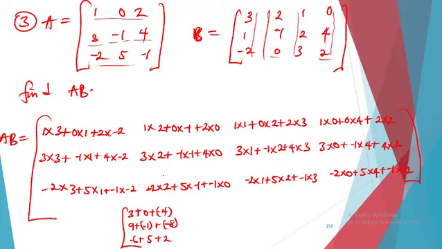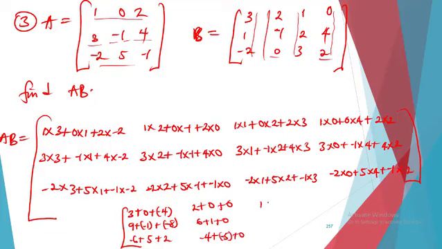2. Okay, 1 times 2 here is 2. 0 times minus 1 is 0. 2 times 0 is 0. 3 times 2 is 6. Minus 1 times minus 1 is plus 1. 4 times 0 is 0. Minus 2 times 2 is minus 4. 5 times minus 1 is minus 5. And then minus 1 times 0 is 0.